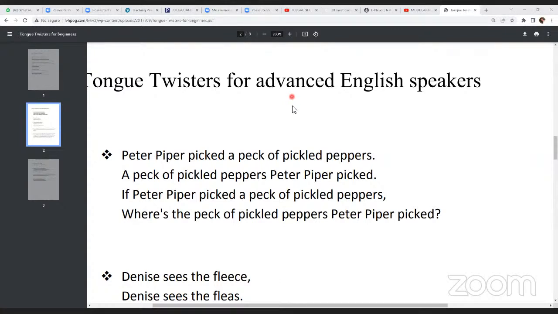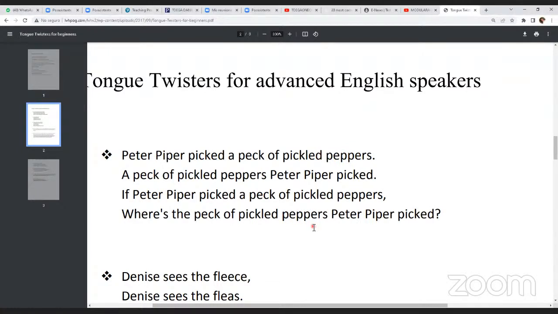Okay. Peter Piper picked a peck of pickled peppers. A peck of pickled peppers Peter Piper picked. If Peter Piper picked a peck of pickled peppers, where's the peck of pickled peppers Peter Piper picked?